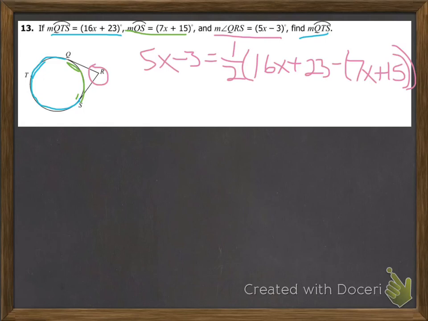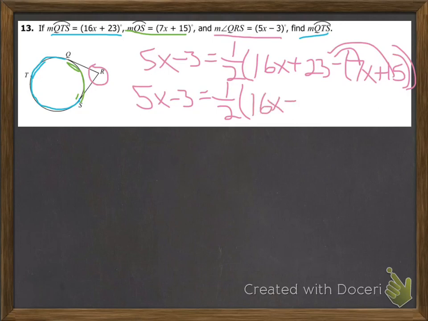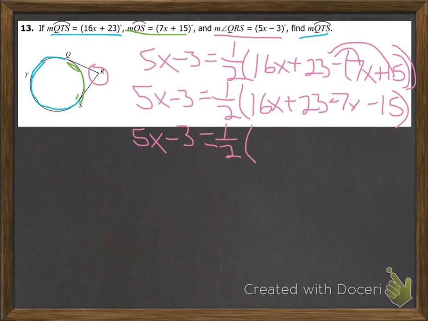And now we're going to figure this out the same way as the last problem. So bring down 5x minus 3 equals 1/2. And be sure you distribute that negative, because now you're going to have 16x plus 23 minus 7x, and then minus 15. So now we're working with 5x minus 3 equals 1/2, and then combine like terms, 16x minus 7x, that's going to be 9x, and then 23 minus 15 is actually going to be positive 8.